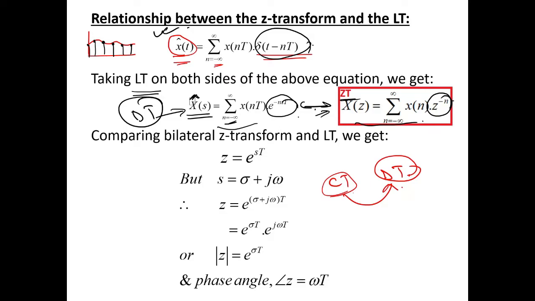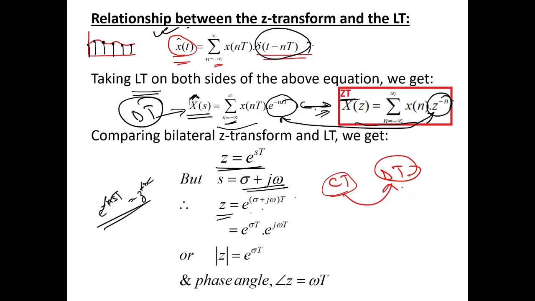Now, if these two transforms are comparable, then we can say z is equal to e to the power sT. You compare this part and this part because all the other parts are equal. So e to the power minus nsT should be equal to z to the power minus n. So z equals e to the power sT. Right. Now, s is equal to sigma plus j omega. So we get z equals e to the power (sigma plus j omega) T.